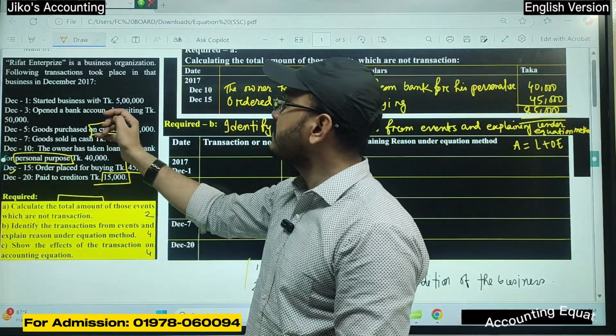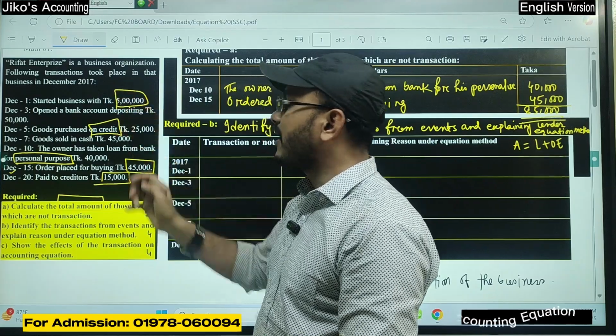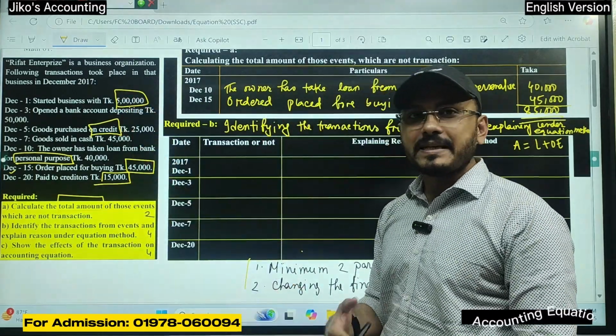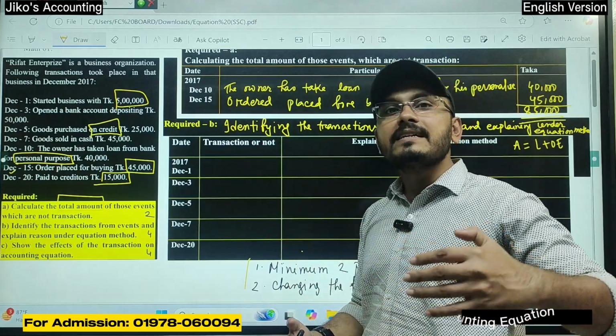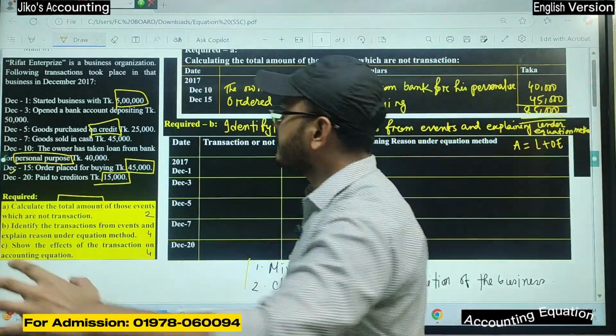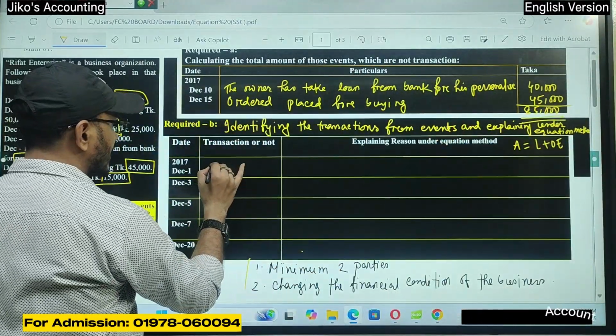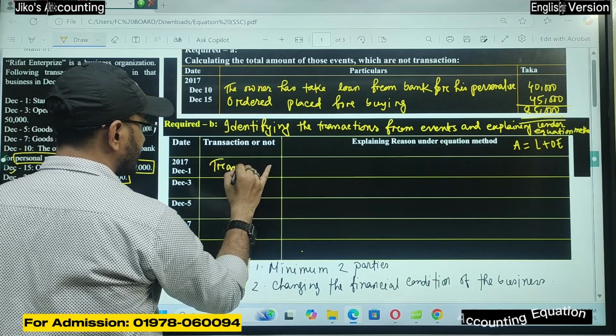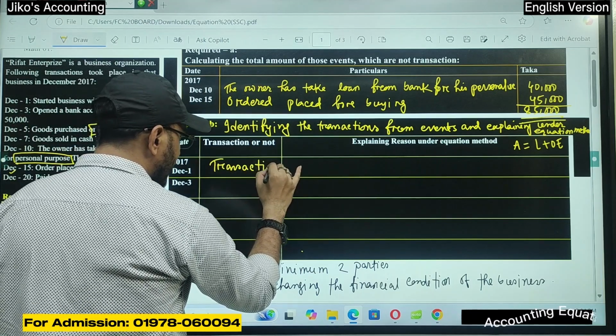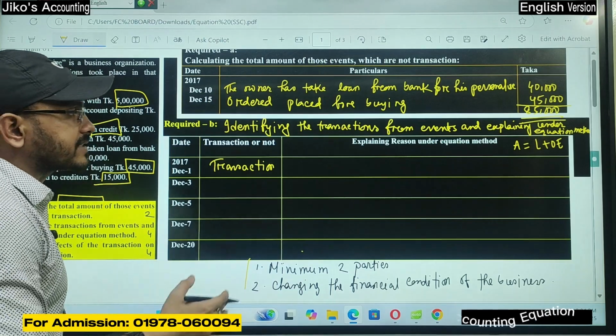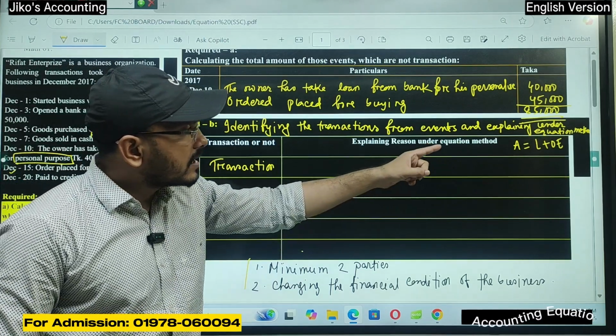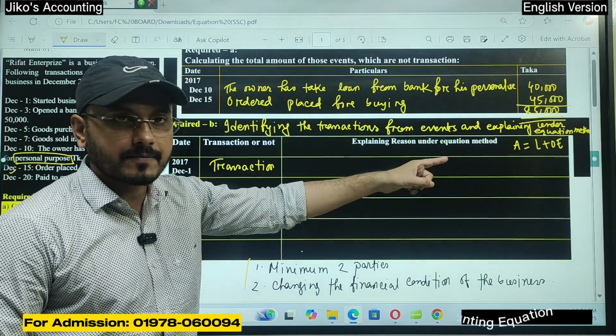How? I started business with taka 5 lakh. That means 5 lakh taka is received by my business. That indicates the increment of cash in the business, right? That's why it's a transaction. The first one is a transaction. Because of this transaction, what are the effects we can see in this equation?